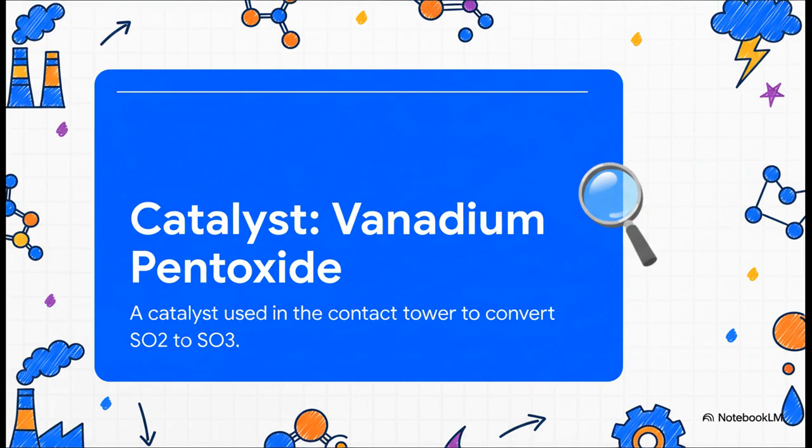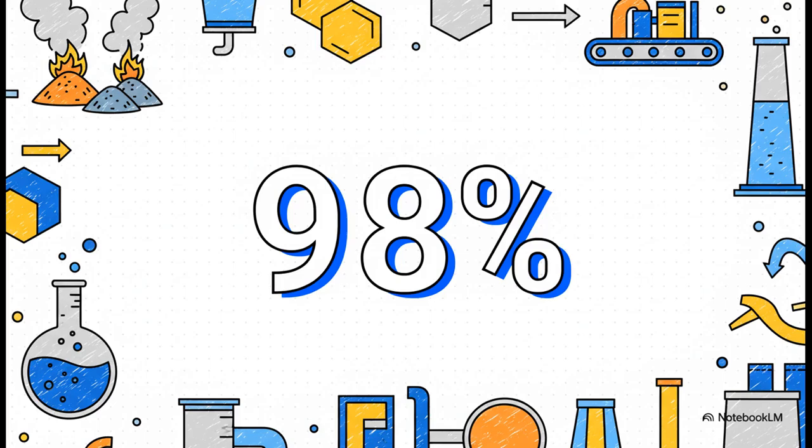You can think of it like a chemical matchmaker. It just encourages the sulfur dioxide and the oxygen to get together and react way, way faster. But it doesn't actually get used up in the process. It's just there to help things along. And the result of that little nudge is, well, it's incredible.